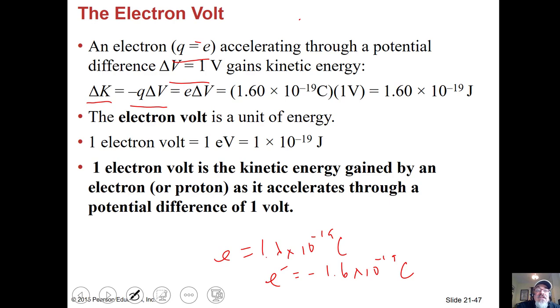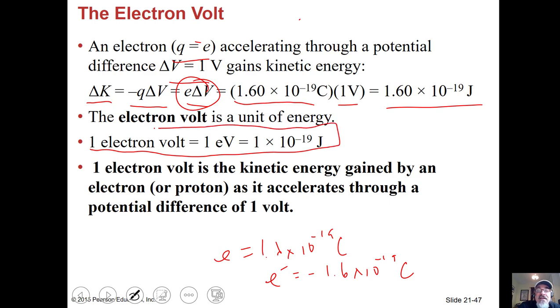So the amount of the change in kinetic energy, if you just use the formula, the negative sign goes away. That's why you don't see a negative sign here, because it was negative Q, but Q is already negative, so that goes away. Anyway, the charge times the voltage gives 1.6 times 10 to the minus 19th joules. We'll come back to this unit later in the semester, but this is an electron volt. An electron volt is another unit of energy.